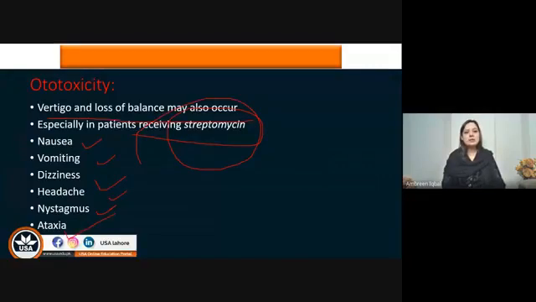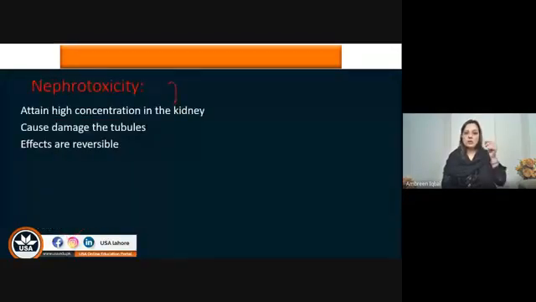The second adverse effect of aminoglycosides is they attain higher concentration in the kidney that may cause damage to the tubules, and this effect may be reversible. While our first effect was almost irreversible, this nephrotoxicity is reversible. So what happens is कि ये जो drug है ये हमारी kidneys के cells में जाके accumulate होना शुरू हो जाती है, हमारे tubules को damage कर रही होती है, और this damage is represented as nephrotoxicity.